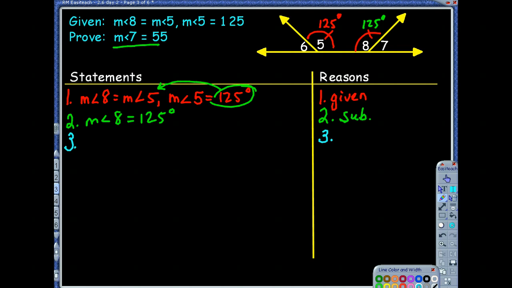So I'm going to make a statement and say that angle 7 and angle 8 are supplementary. And that reason is because of the linear pair postulate. Now, I couldn't just say angle 7 and angle 8 add up to 180. Well, no, because the postulate actually states that they are supplementary. That's a statement I will want to make next, though. Yes. And again, we can't just go ahead and say angle 7 is 55 because of the linear pair postulate. The linear pair postulate says angles are supplementary based on the fact that they're a linear pair.